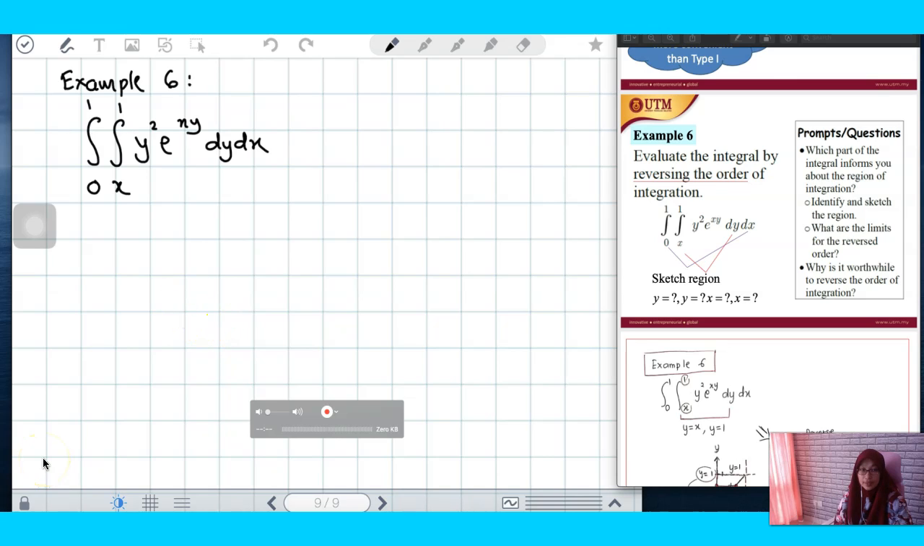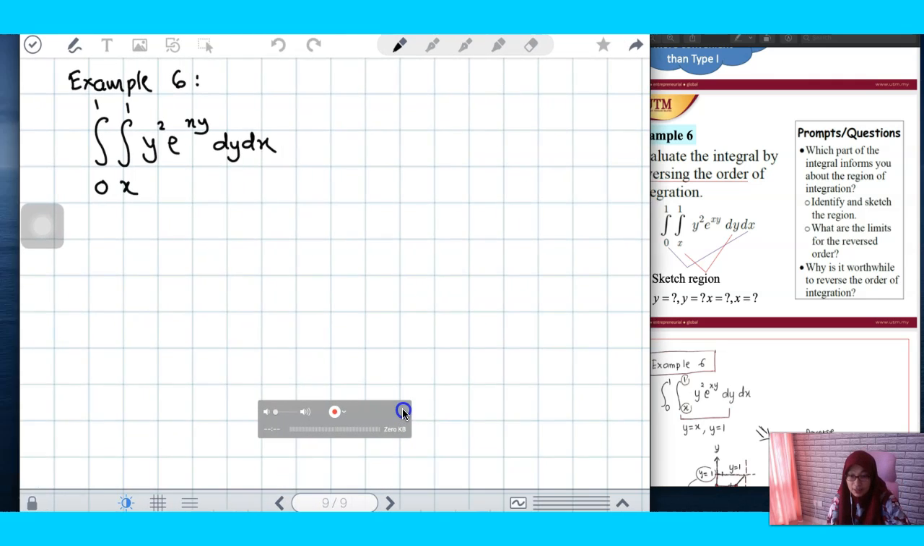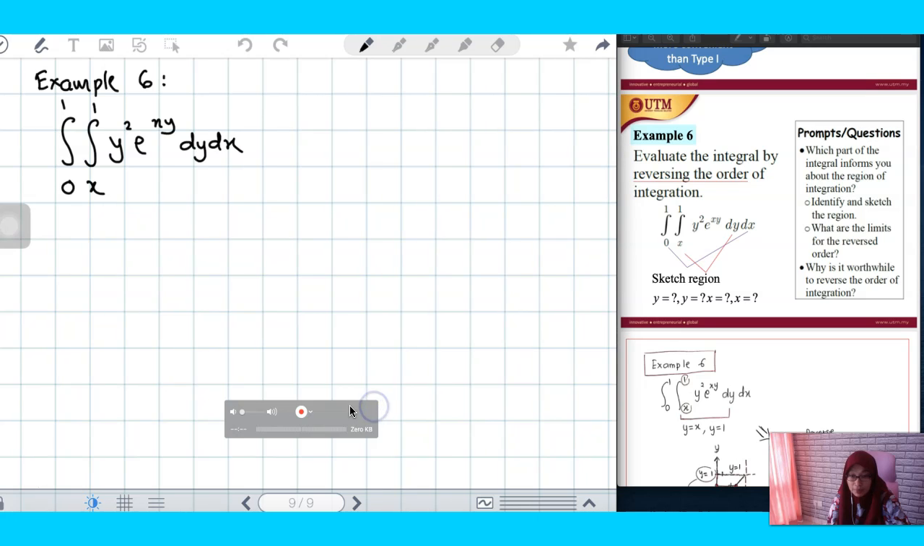Okay, next example, 6, we have to integrate this. But in this case, they ask you to reverse the order. And after you reverse the order, then you solve for the integration. In this case, if you directly integrate using the given order of integration, you will not get marks because you're not following the instruction.